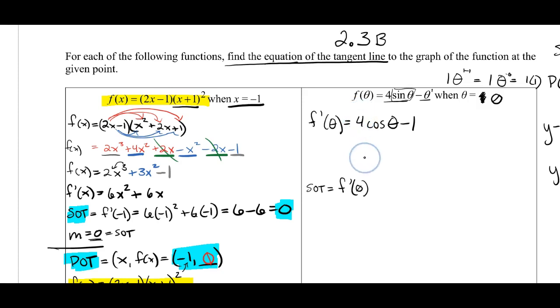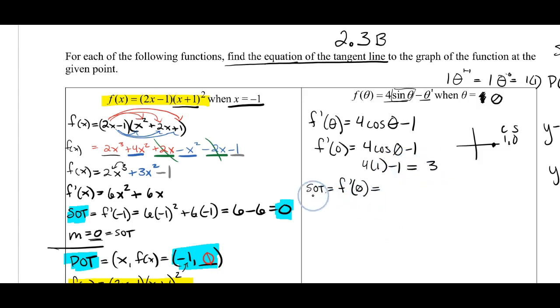And then to find the derivative specifically at theta equals 0, it's going to be 4 times cosine 0 minus 1. And looking back at our unit circle, the cosine of 0 is 1. So 4 times 1 minus 1 will be 3. So the slope of my tangent line, or my derivative at 0, will be 3.